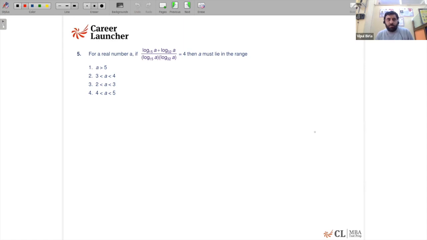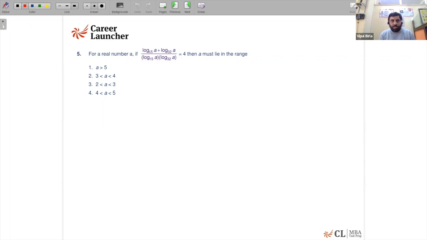Let's look at question number 5. For a real number a, if log of a to the base 15 plus log of a to the base 32, upon log of a to the base 15 into log of a to the base 32, is equal to 4, then a must lie in the range. So we need to identify the range for a, right? So I know the bases are 15 and 32.